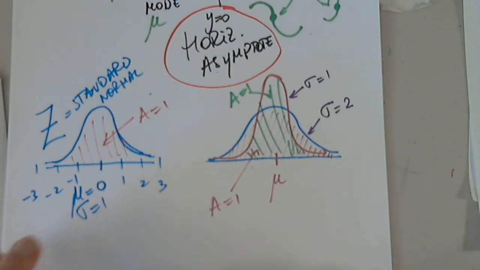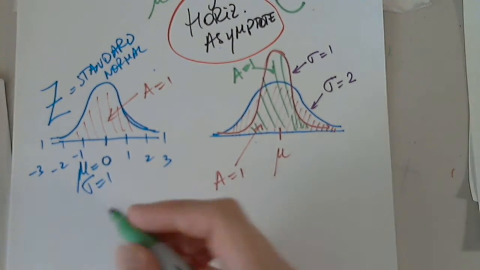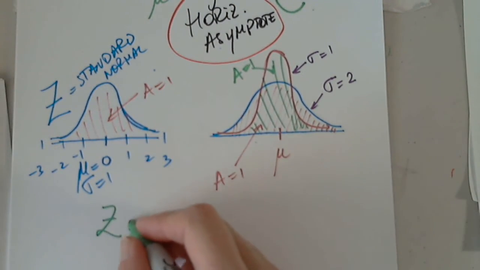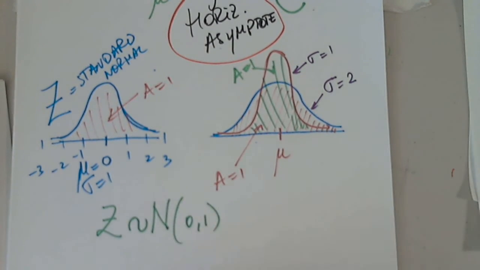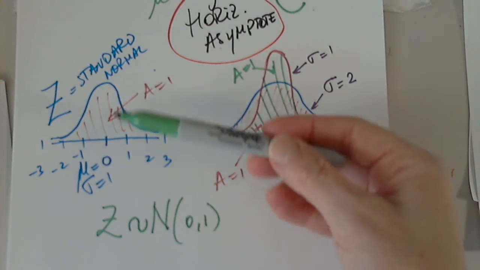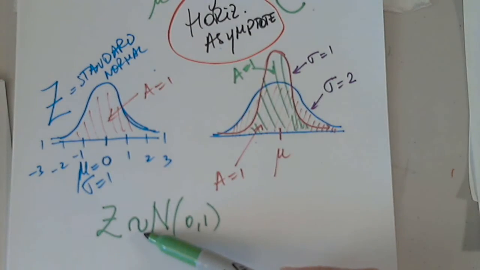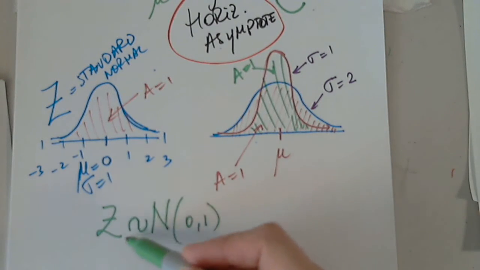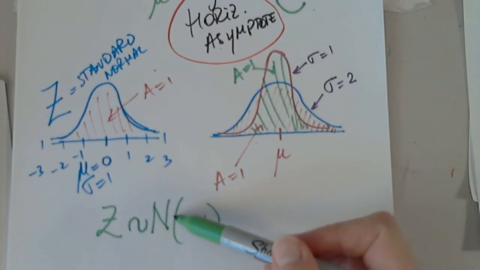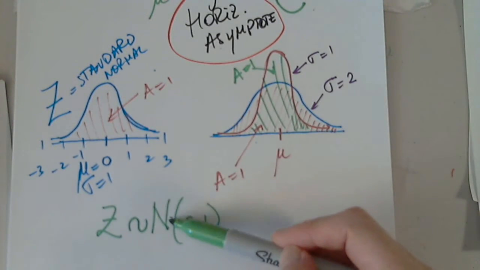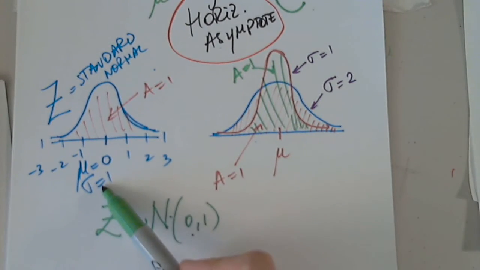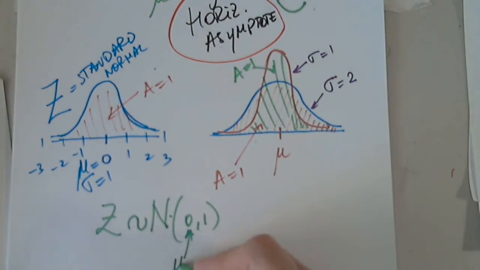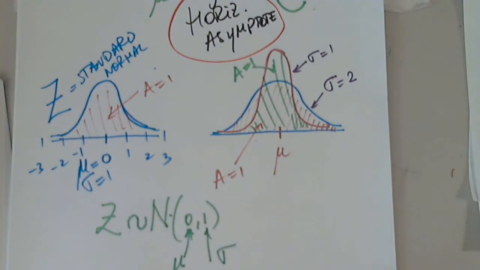So remember, I already wrote this and I said, please try to get used to it. And now we know what it means. It means z is the standard normal curve. The little squiggle says the distribution is normal. The first number is always the mean, and the second number is always the standard deviation.